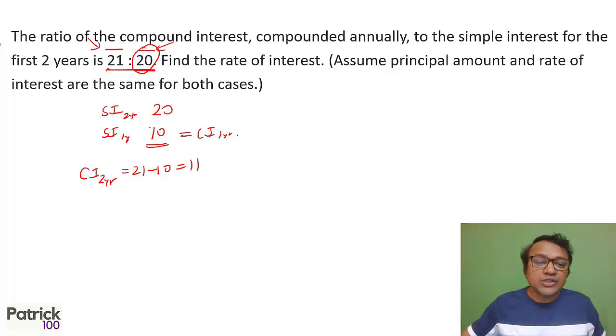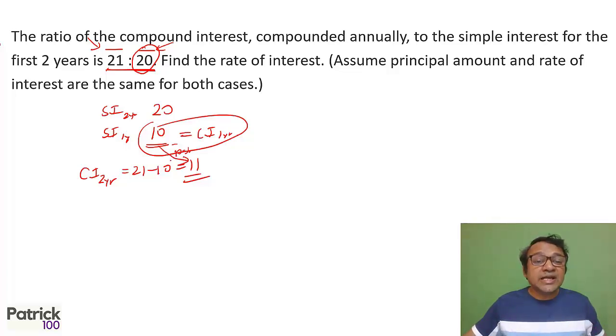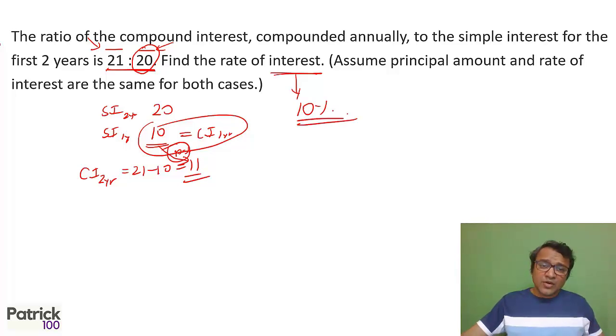Now compound interest for the first year is 10, compound interest for the second year is 11 rupees. The compound interest is increased by 10%. Compound interest increases by the same rate as the interest rate, which means the rate of interest will be 10%. So compound interest every year increases by the same percentage as the interest rate, because compound interest increased from 10 to 11, which is 10%, which basically means the interest rate is 10%.